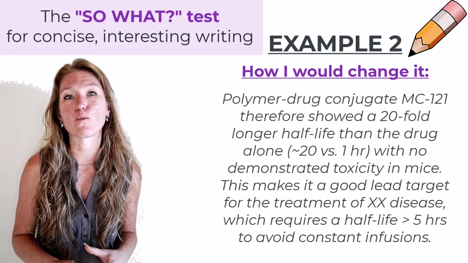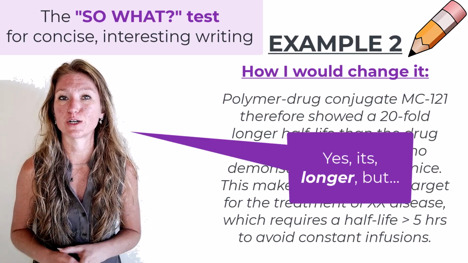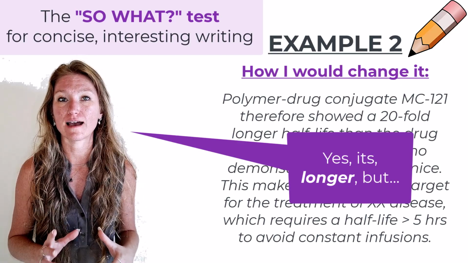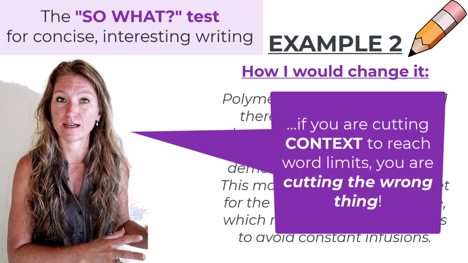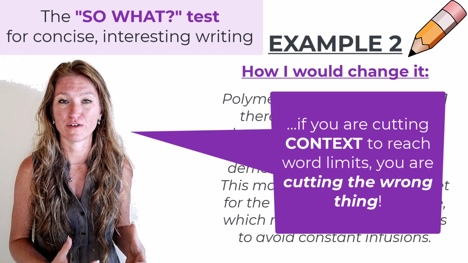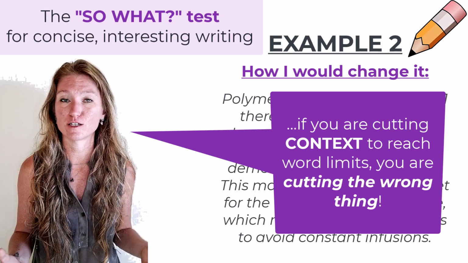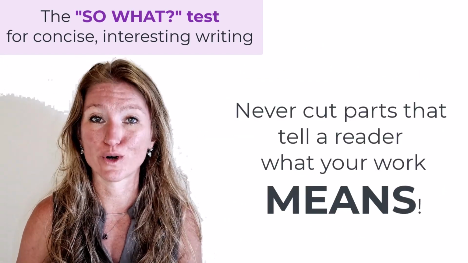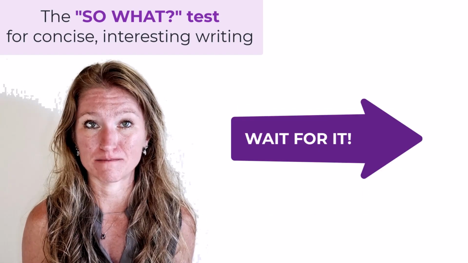Do notice here what we added to this sentence did make it longer. We expanded the text pretty dramatically here to get the point across. But I want the caveat here to be, if you are cutting context from your writing to fit word counts or to make something fit in the word count, you're cutting the wrong thing. More context is always going to be better for your reader, so you never want to cut the parts that tell them what your work means. You want to keep those in there and build around it.